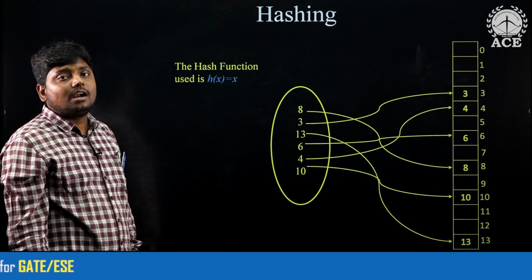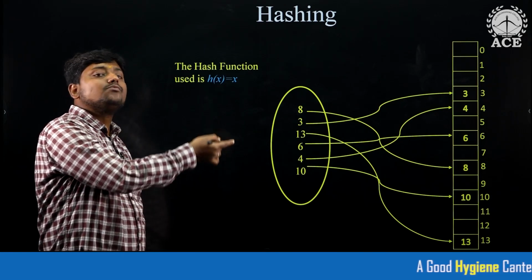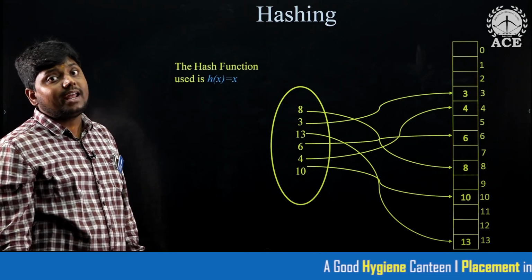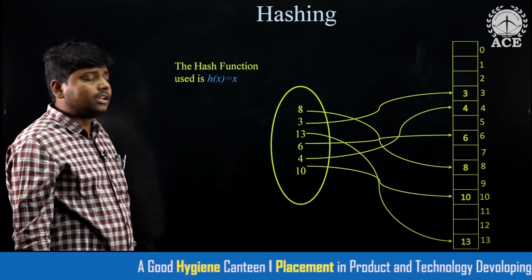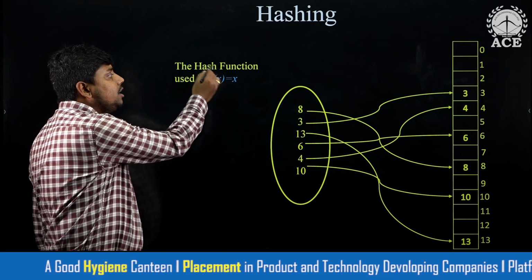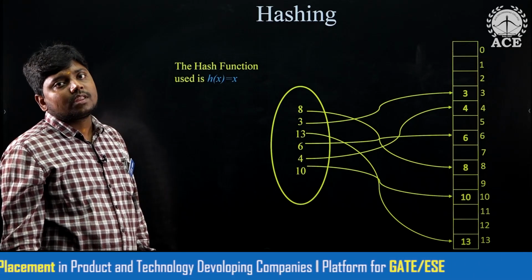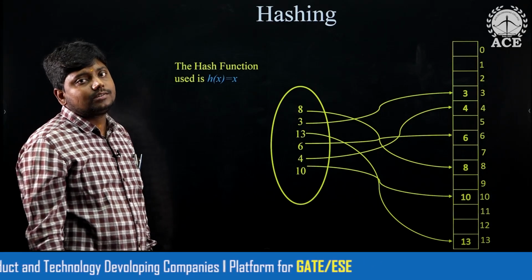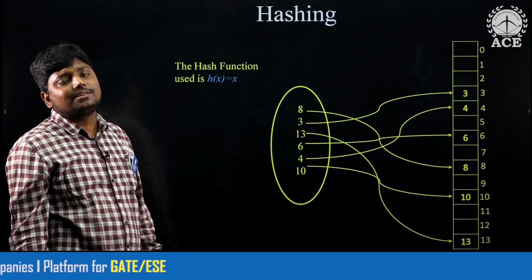But then we can understand that this mechanism is the same as what we dealt with in our previous example of array. But still we can call it hashing. What is the reason? The reason is that we have introduced a hash function. In case of array, the hash function was not defined. But here we have defined a hash function as h(x) is equal to x. So that's why this is an example of hashing.